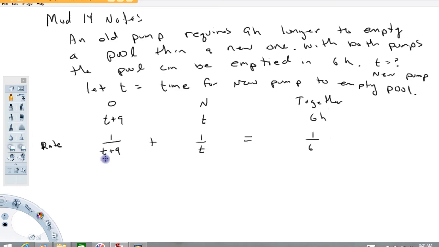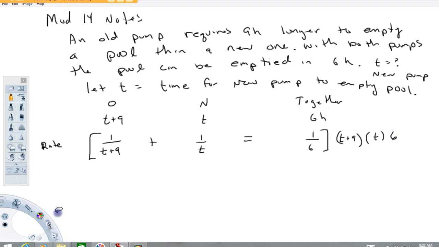Now notice that we've got a t plus 9 in the bottom here, and a t in the bottom here, and a 6 in the bottom here. So what I'm going to do is take this equation and clear out all the fractions. If we multiply by t plus 9, that will reduce this one. If we multiply by t, that will reduce this down, get rid of the fractions. And to get rid of this fraction, we'll have to multiply by 6.